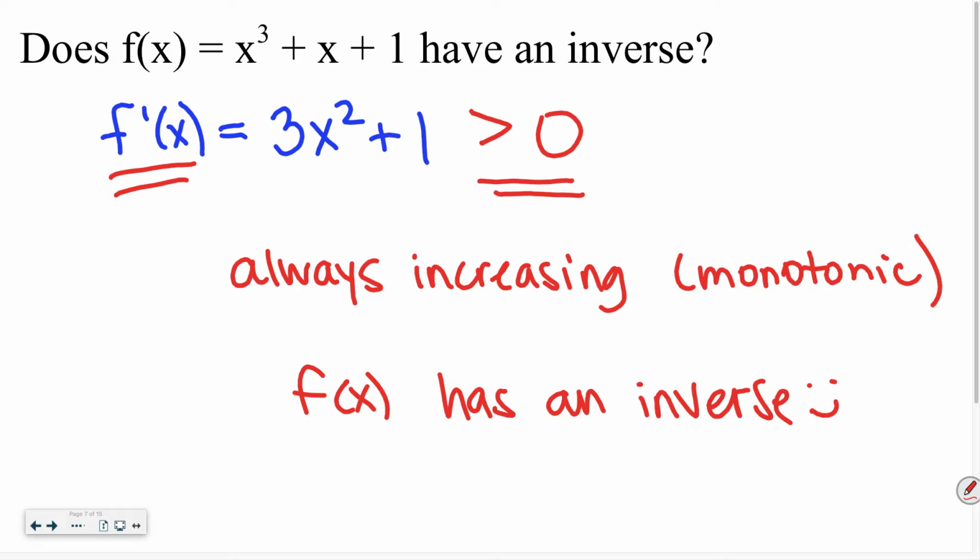Okay? Did everyone hear that? Colby was a little bit stuck. He was thinking about that parabola. That is not always increasing. That's not what we're looking at. We're looking at our derivative graph, which is a parabola above the x-axis. And since our derivative is always positive, our function f of x is always increasing. And that is what we care about. Okay? Let's look at this example here.